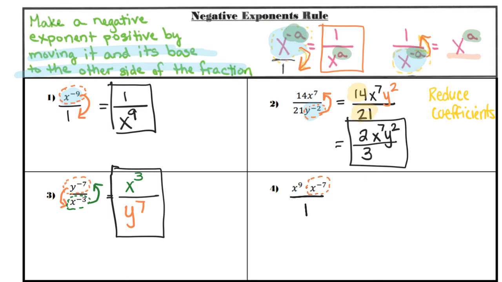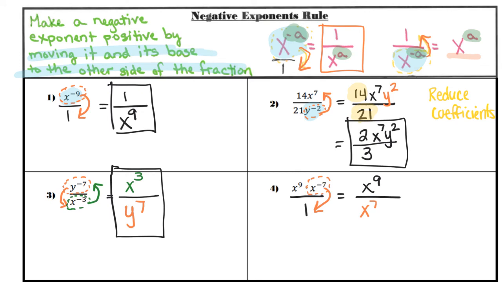So we want to always move and take care of those negative exponents first. So I'm going to move that from the numerator to the denominator. So notice the x to the 9th will stay in the numerator. It did not have a negative exponent. The part that did have the negative exponent, we're going to move. So the x to the negative 7th will move to the denominator and become x to the positive 7th power.